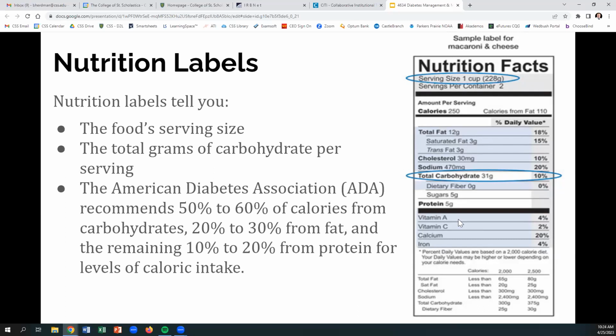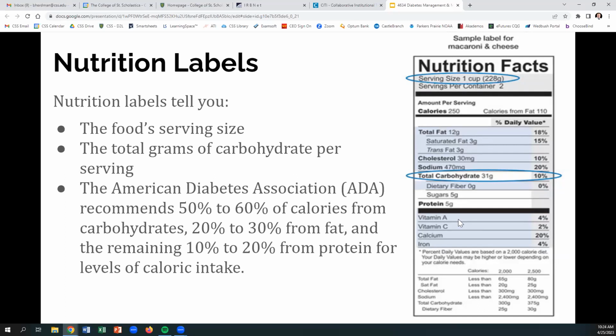Okay. And so the total grams of carbohydrate is going to be 31 grams. Now you can see that it's further broken down into how many of those carbohydrates are dietary fiber, how many of those carbohydrates are sugar. But again, we're only focused on the total carbohydrates. So the breakdown really doesn't matter so much. Okay.